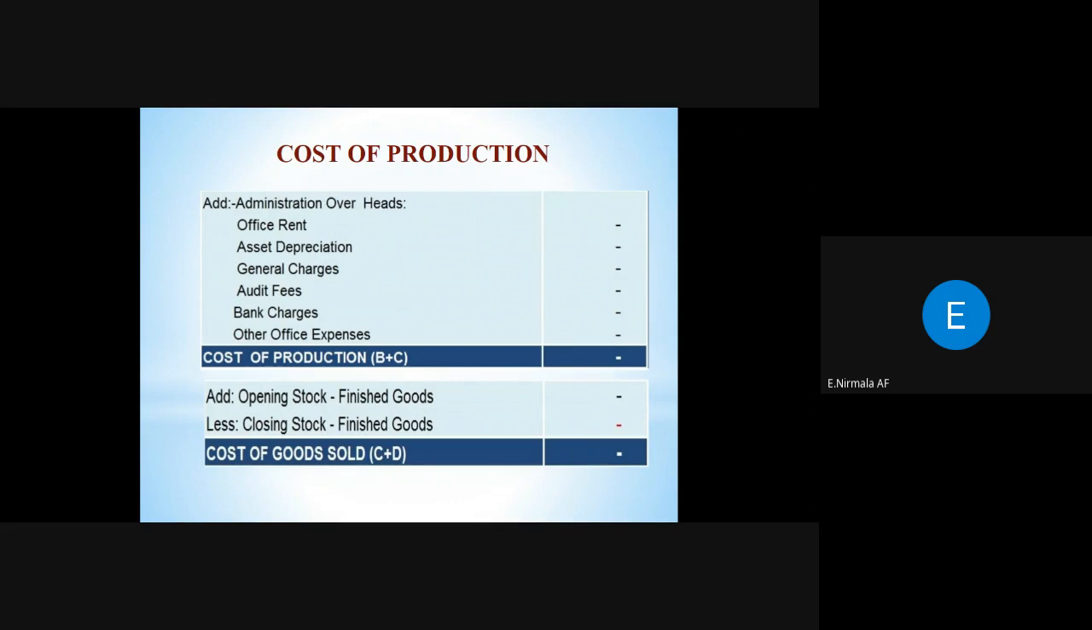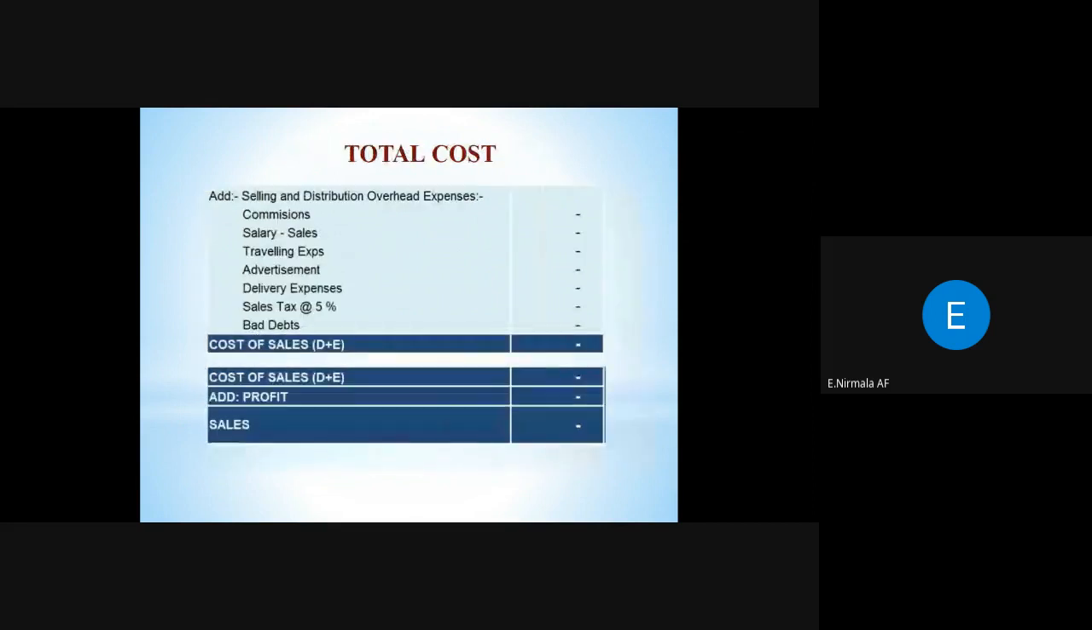And then we must add opening stock of finished goods and we should deduct closing stock of finished goods. Finally, we will get cost of goods sold. Now, next slide. So the next concept is we have to focus on total cost.